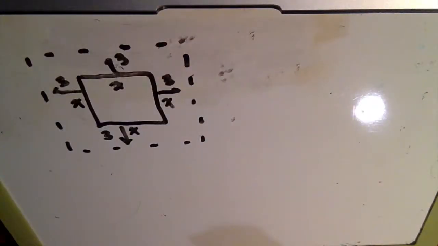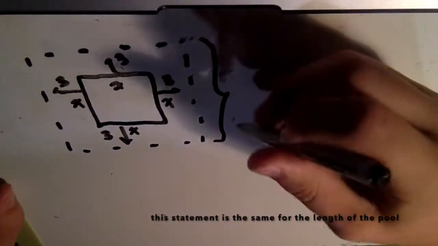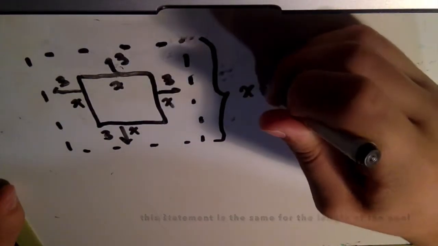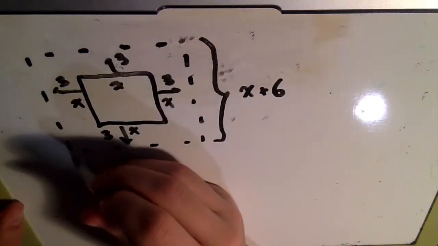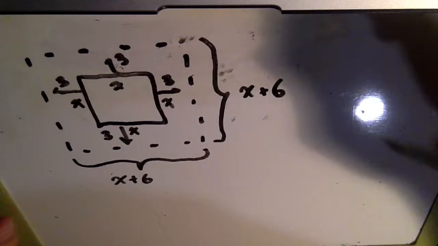In the diagram, the x represents the width of the pool, while the 3 is added to each side to represent the additional width of the deck. We can now state that the width of the deck is equal to x plus 6 by adding both 3's. Do this for each side, width and length.